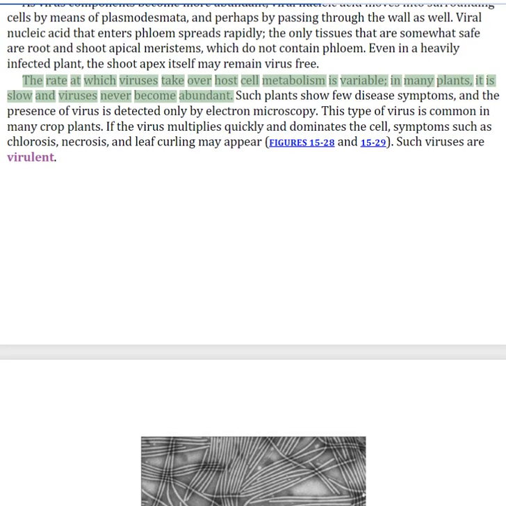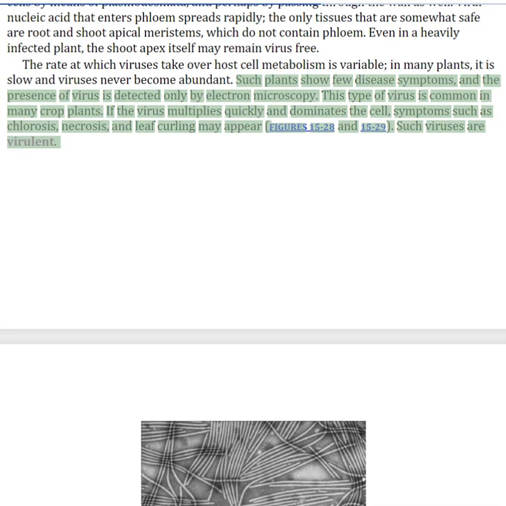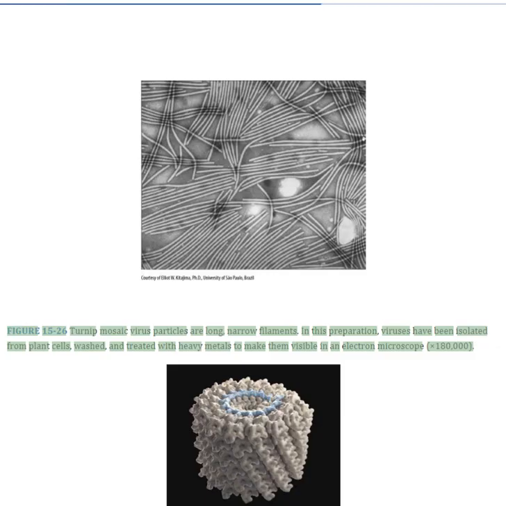The rate at which viruses take over host cell metabolism is variable. In many plants, it is slow and viruses never become abundant. Such plants show few disease symptoms, and the presence of virus is detected only by electron microscopy. This type of virus is common in many crop plants. If the virus multiplies quickly and dominates the cell, symptoms such as chlorosis, necrosis, and leaf curling may appear. Such viruses are virulent.